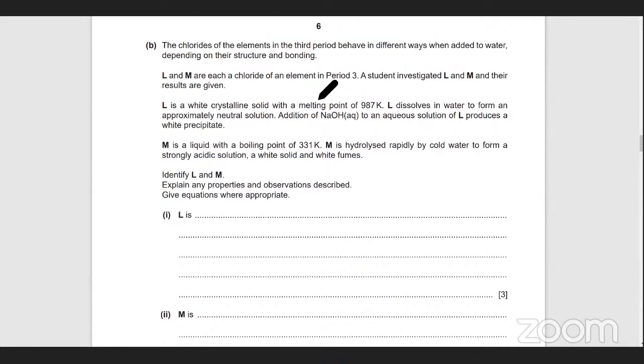As the next one, the chlorides of elements in the third period have different ways. Chlorides की बात हो रही है, ठीक है, when they are added to water. So I'll just briefly discuss one by one. NaCl क्या करता है water के अंदर? सिर्फ dissolve होता है और कुछ नहीं करता. MgCl2 क्या करता है water के साथ? वो भी mostly dissolve करता है, but it does react a bit with water.